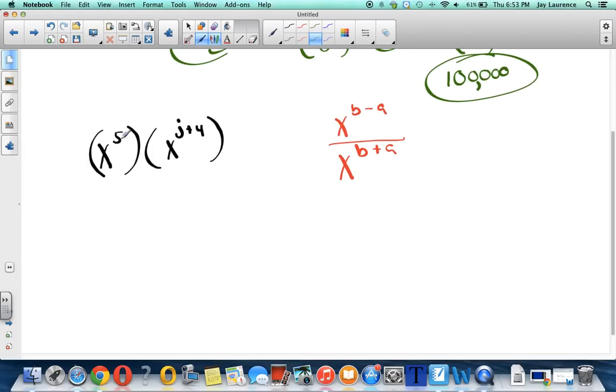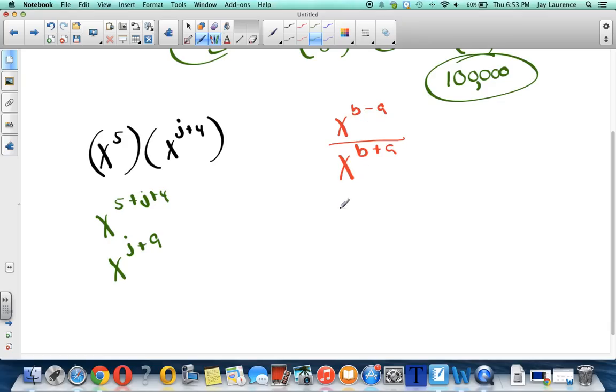All right. I've got x to the 5th times x to the j plus 4th. Well, when I'm multiplying like bases, don't I add the exponents? So this will be x to the power of 5 plus j plus 4, and then I can combine like terms, and I'll get x to the power of j plus 9. Pretty simple, isn't it?